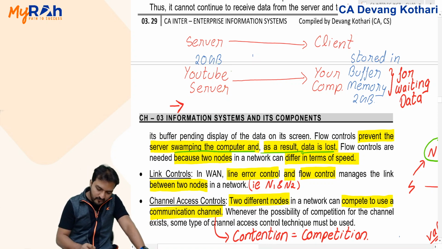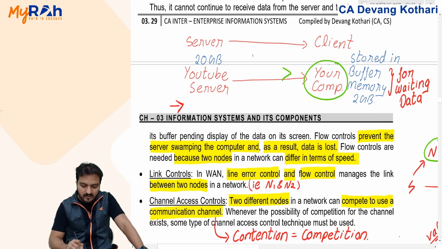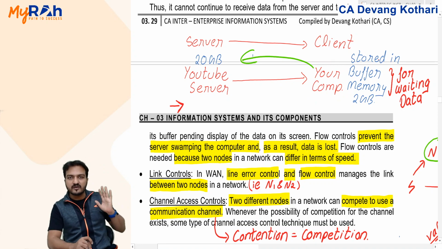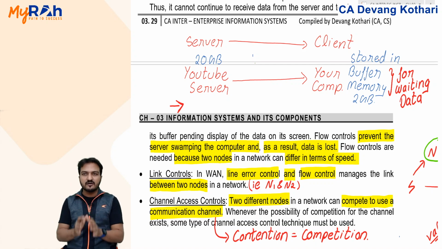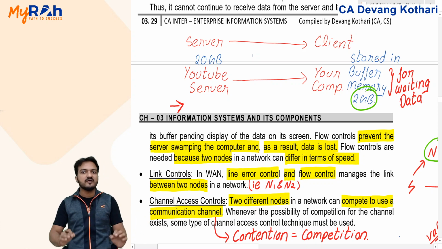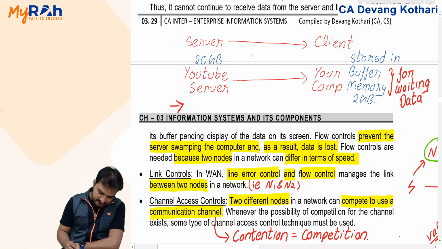When the server is sending data, the client computer will implement flow control. It will tell the server to stop sending data once the buffer memory is full. The client computer will tell the server to stop sending the data once the buffer memory is full. It will again continue sending data when I have space relieved in my buffer memory. That is your flow control, and generally it happens because two nodes can differ in terms of the speed.